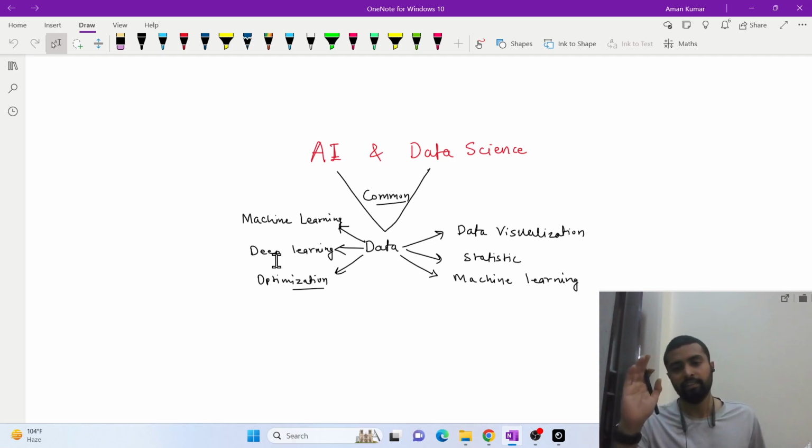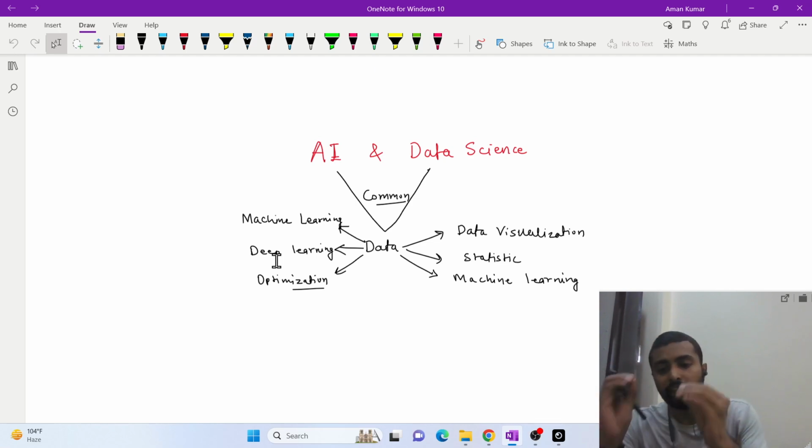So in the last, let me revise it again. What was AI? AI simply means making any machine intelligent, any machine made by humans, so that it can behave automatically, and we don't need to interact with that machine to make it do anything. That is AI.